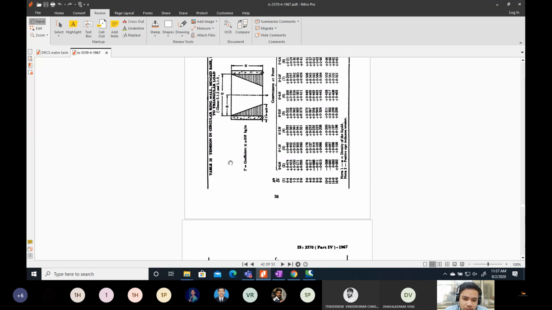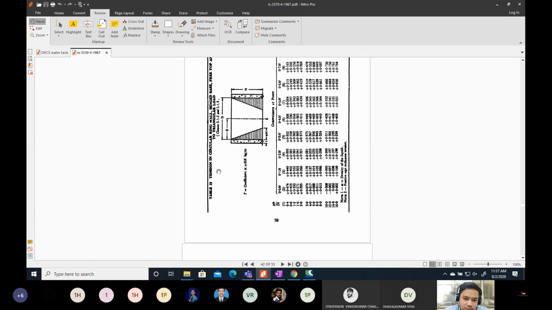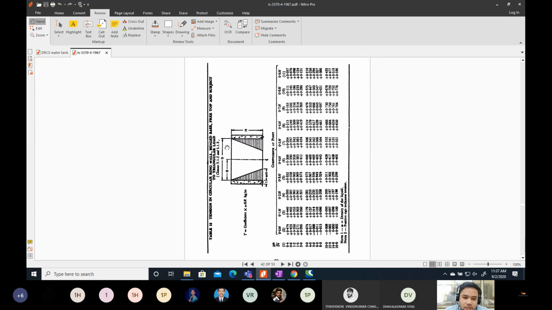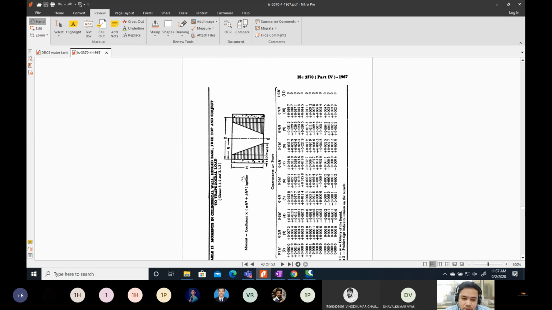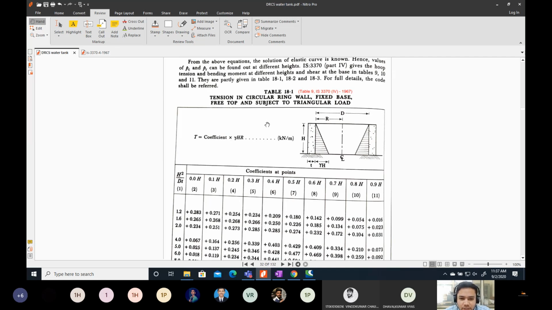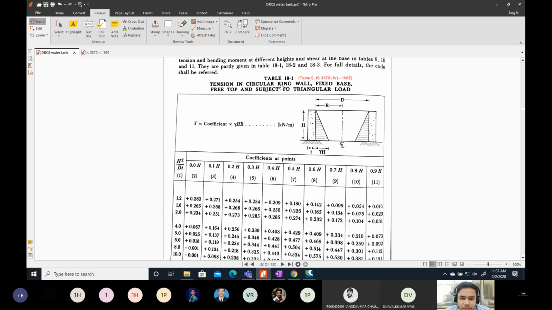So table 12 gives the tension in circular ring walls with hinged base and free at the top. So table 12 gives the coefficients for the hoop tension, and table 13 gives moments for cylindrical walls with hinged base and free at the top. So let us take an example, and these tables are reproduced here. So table 18.1. The same table you can find in IS 3370 Part 4, table 9.